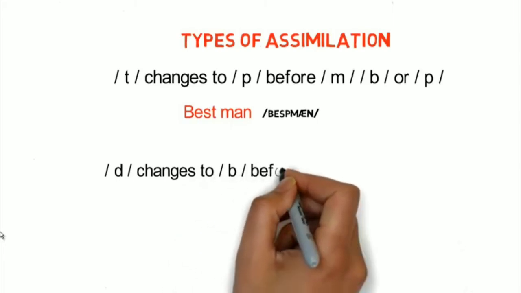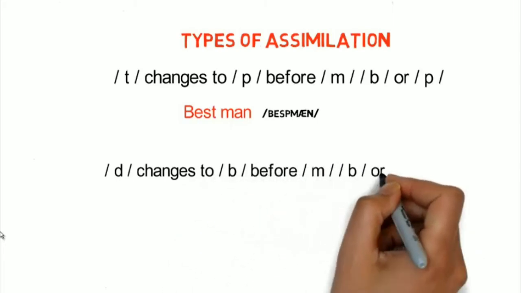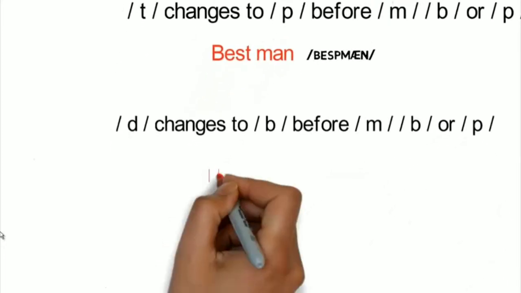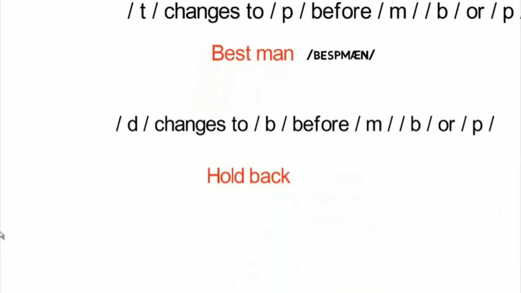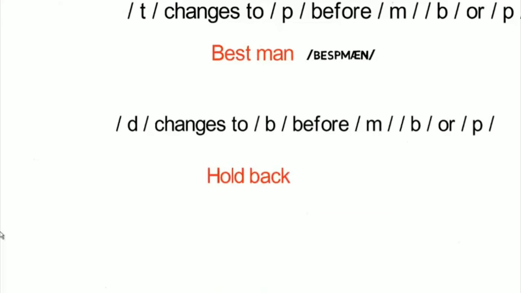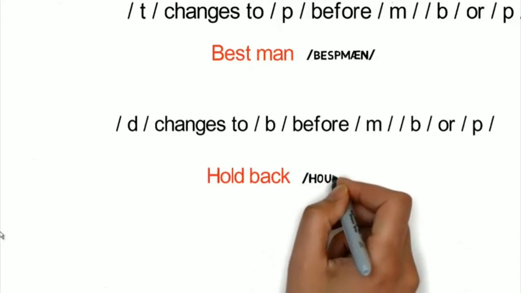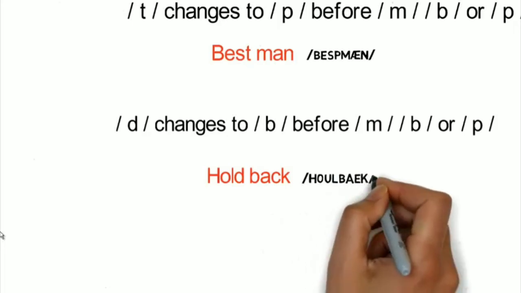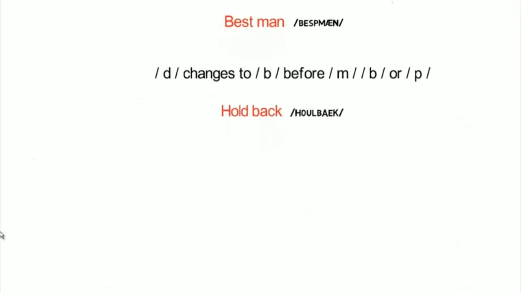The next type of assimilation is when a word ends in a sound of d. It changes to b before m, b, or p sound. So here we have an example: "hold back." When we say it in a sentence we pronounce it like a b, and it is also a geminated example, hold back. We don't pronounce the d sound, we pronounce b, hold back.